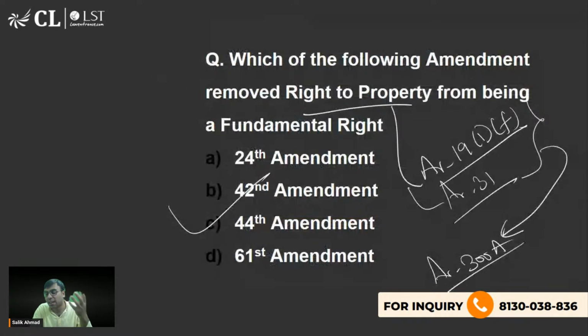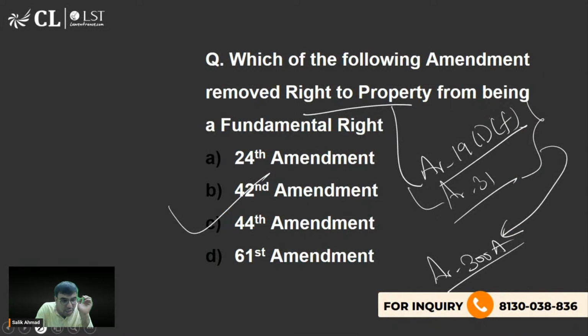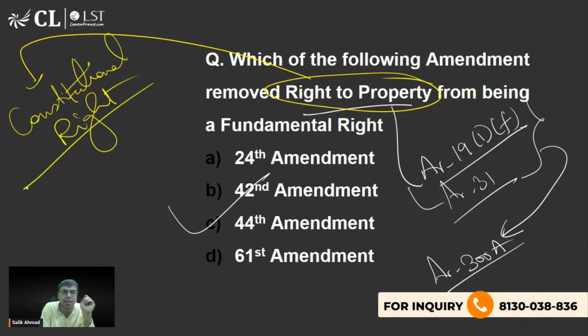Constitutional right, legal right, fundamental right. So you have to write, now it is a constitutional right. It is still mentioned in the Constitution. So the best answer is: now right to property is a constitutional right. This you should be knowing. Okay, this is the best answer.